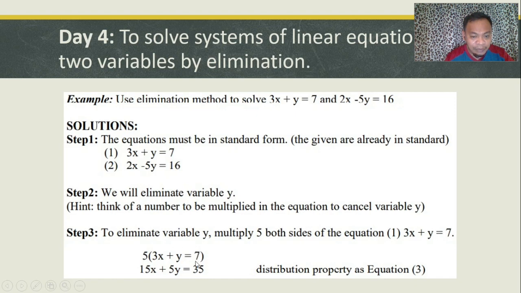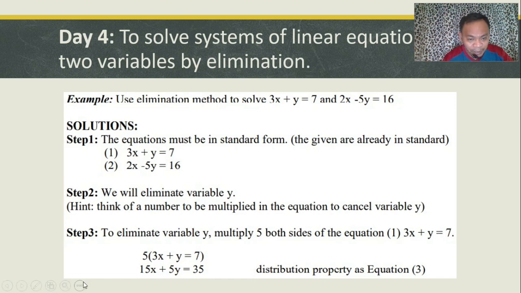Then 5 times 7 is 35. Okay, so kung nakikita natin dito, if we multiply 5 to both sides sa ating first equation, magiging ganito na po yung equation niya. 15x plus 5y is equal to 35. If we add this one sa ating second equation, diba yung second equation natin is 2x minus 5y is equal to 16, ma-eliminate si positive 5y at saka si negative 5y. So therefore, yung maiwan is si variable x na lang, diba?